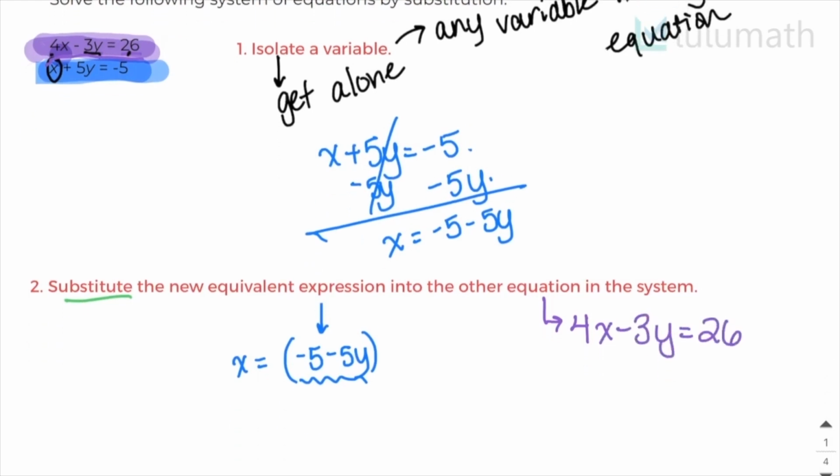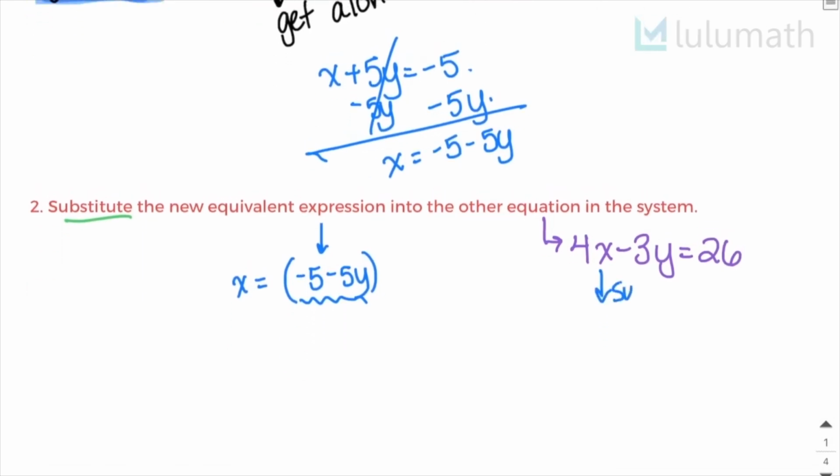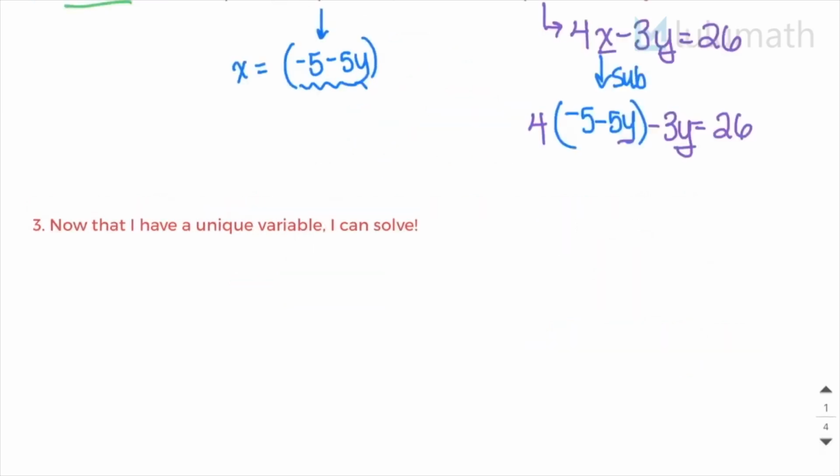So instead of x here, I'm going to substitute in my new expression, which is negative 5 minus 5y. But all of this is all of x, so it needs to be in brackets right here. And then I'm just going to copy the rest of my equation down. Now, in my original purple equation, I had two different variables. Now I have one unique variable. Although I see y there twice, it's the same variable, so now it's an equation that I can easily solve. So I am going to go ahead and copy down this equation that we have right here.